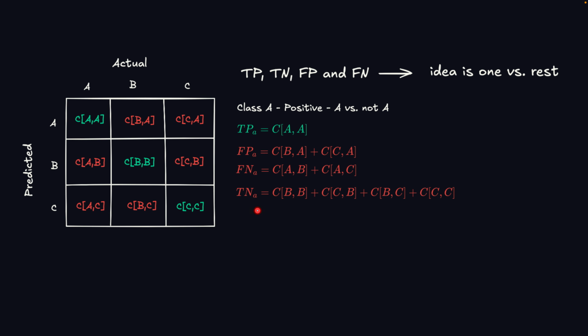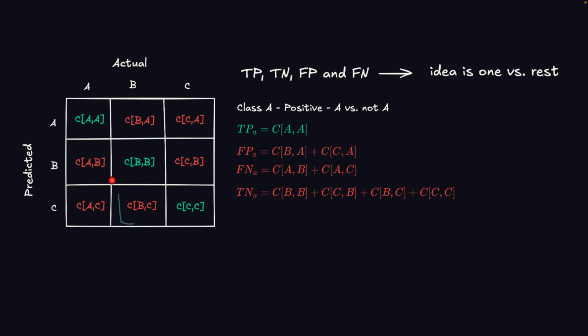True negative is a little bit confusing if you don't pay attention. We are looking at A versus not A. So anything that involves A: this involves A, this involves A, this involves A, this and this also involve A. Anything that involves A is not going to be part of true negative because we are looking at A versus not A. So all the others, these four, are going to be true negative.